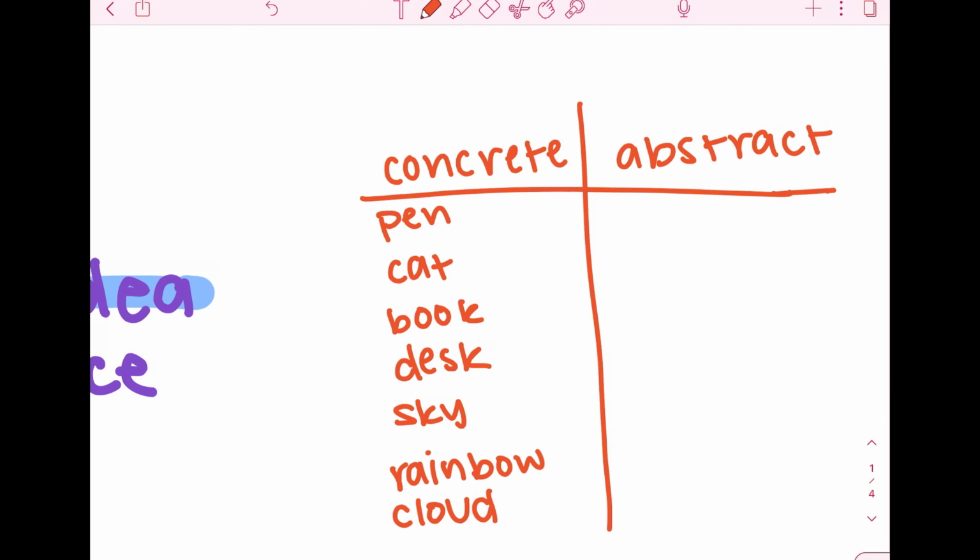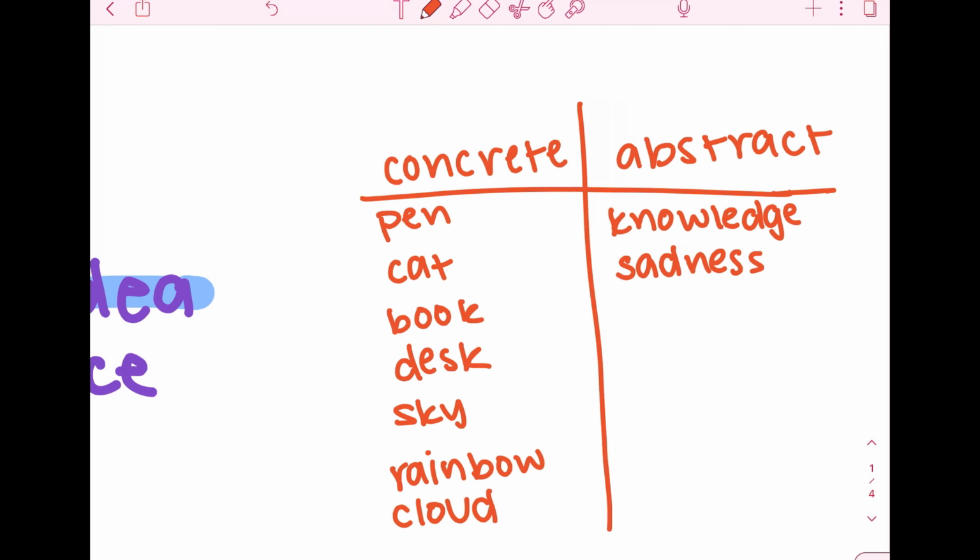Okay. On the other hand, an abstract noun is something that you can't see or touch, but rather something you can imagine. So a great example of an abstract noun is knowledge. You can't see or touch knowledge, but you can definitely imagine it. It is a concept that is inside our minds. Some other examples, I'll list them out here.